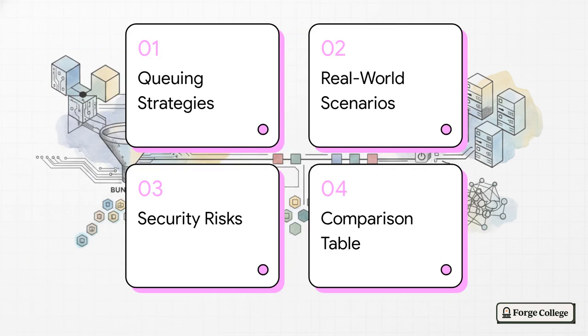To conquer all this checkout chaos, here is our roadmap for today. First, we'll look at 3 specific queuing strategies. Second, we'll run through some real-world scenarios. Third, we'll tackle security risks. And finally, we'll put it all together in a master comparison table.